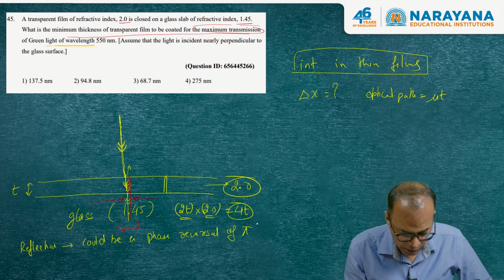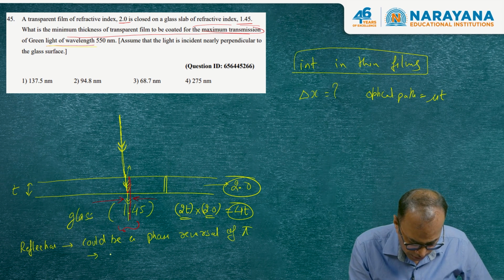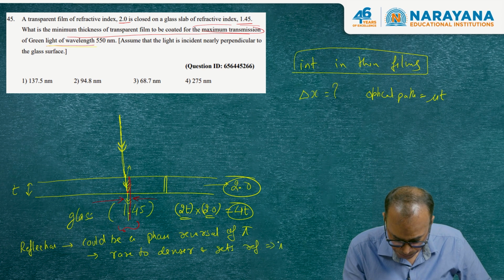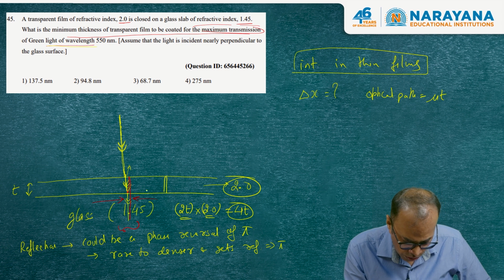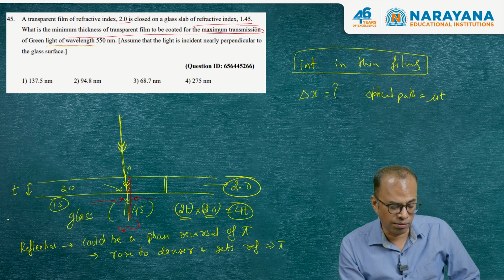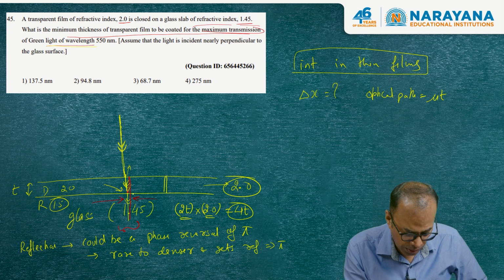We have to check for that whether it is happening or not. Whenever light is traveling from rare to denser and gets reflected, then there is a phase reversal. Now look at this reflection which happens over here. Over there it is going from medium of refractive index 2.0 to a medium of refractive index 1.5. So it is actually going from denser to rare. So nothing happens at this reflection.